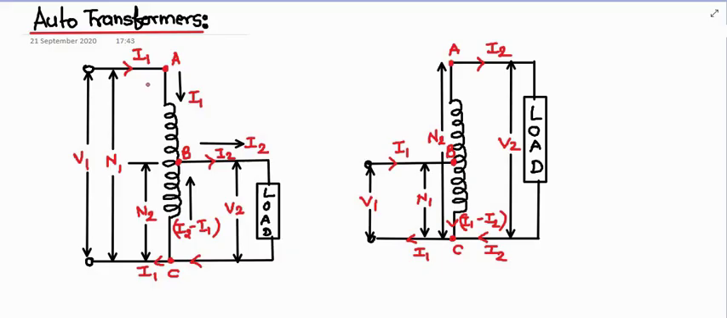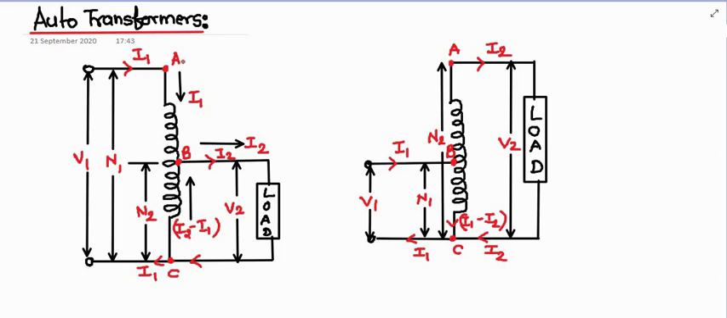So, what is an auto transformer? An auto transformer is a transformer having only one winding which is wound on a laminated magnetic core, and part of this winding is common to both primary and secondary circuits. Like an ordinary two winding transformer, this auto transformer or single winding transformer can also be used as a step down or step up transformer.